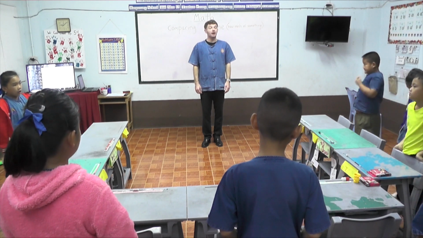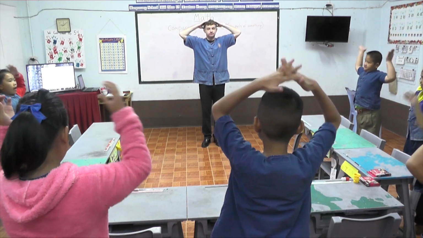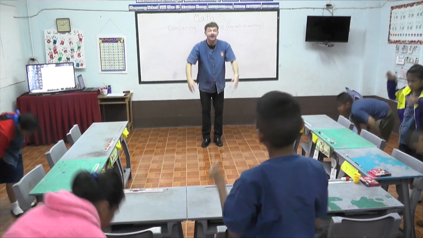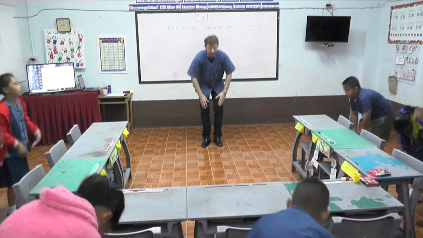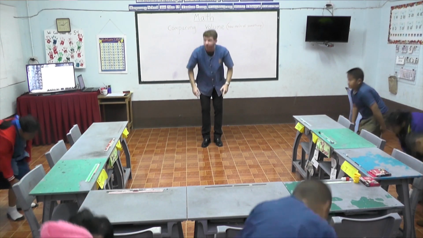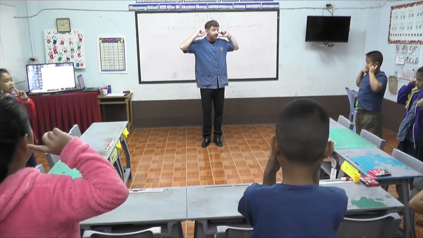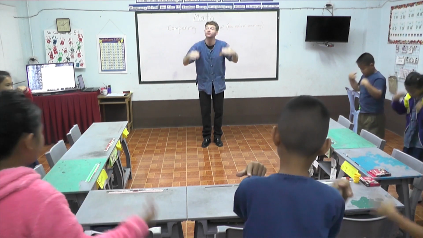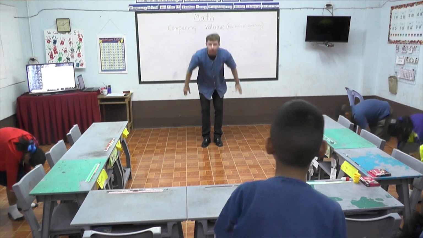We begin by placing our hands on our head. Head, shoulders, knees and toes, knees and toes. Head, shoulders, knees and toes, knees and toes. Eyes and ears and mouth and nose. Head, shoulders, knees and toes, knees and toes.